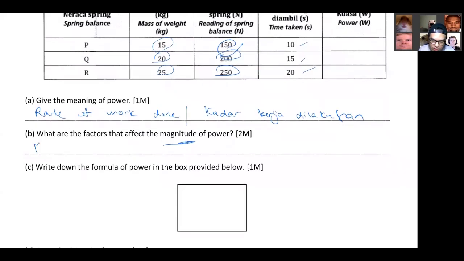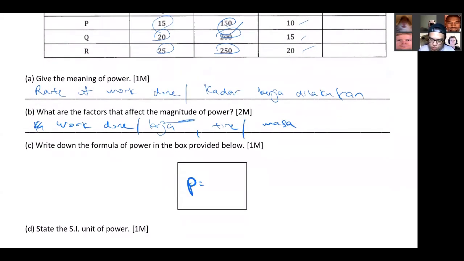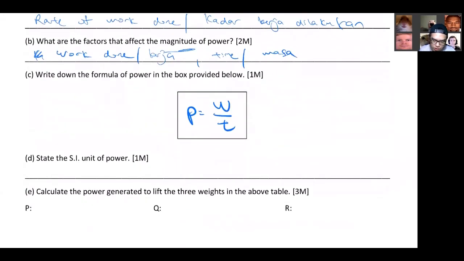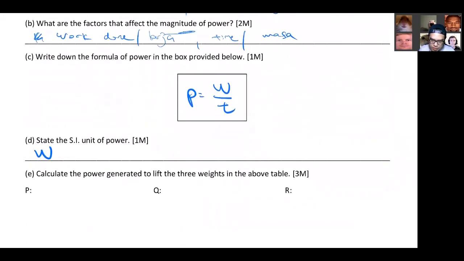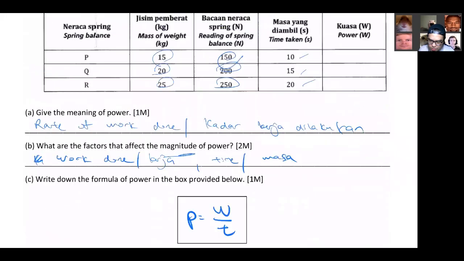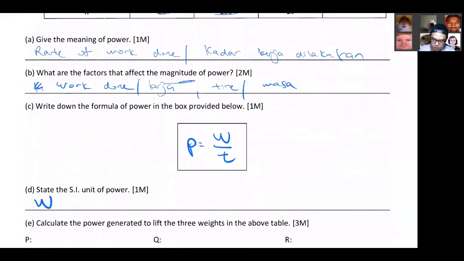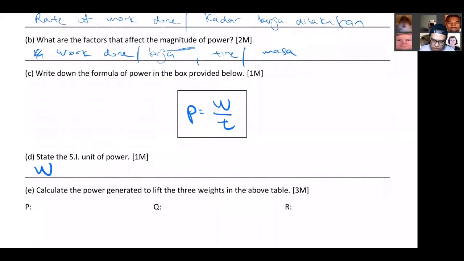So what are the factors affecting magnitude of power? You can say work done, kerja, and of course time, masa. Formula of power: power equals work done divided by time. SI unit of power, watt. Power generated to lift the 3 weights above the table. So for P, this is 150.